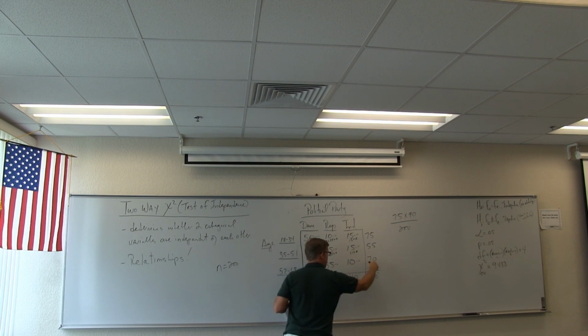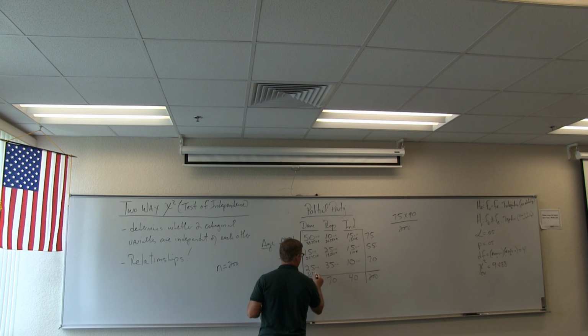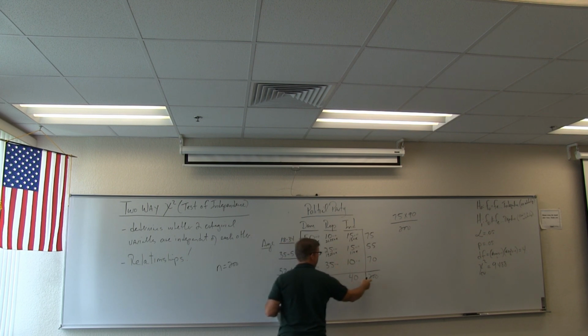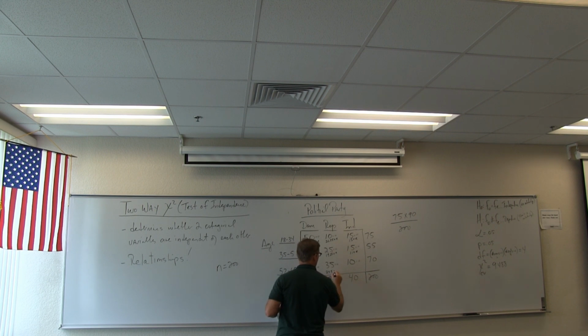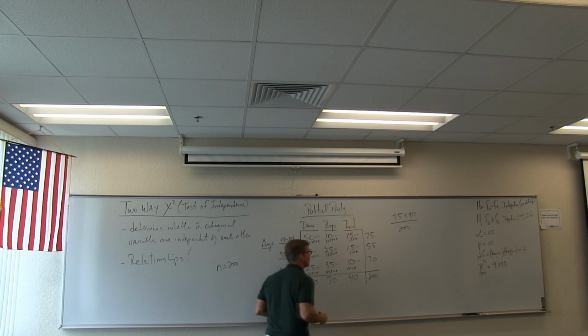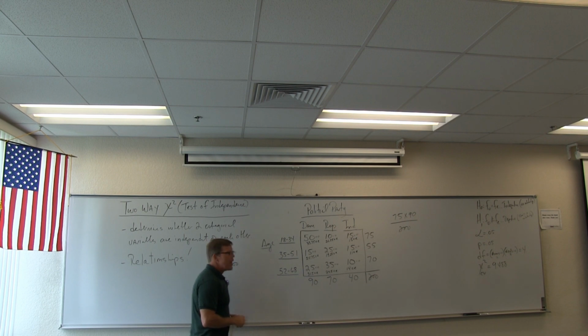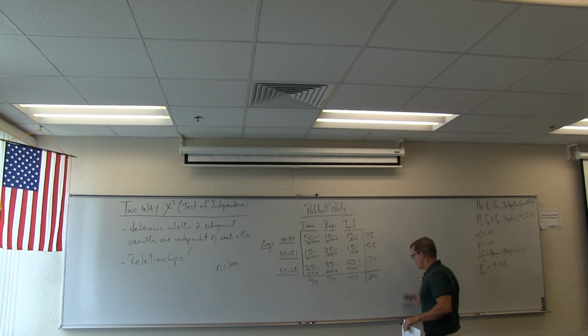For this cell, 70 times 90 divided by 200 gives us an expected frequency of 31.5. For this cell, 70 times 70 divided by 200 gives us an E of 24.5. And finally, for this cell, 70 times 40 divided by 200 gives us an expected frequency of 14. So we have 9 sets of O's and E's.